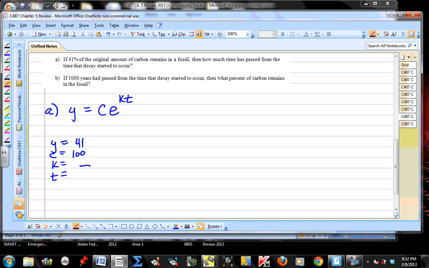It's 41%. There's other ways you could set these values up to make 41%, but this is our idea. K, well, thanks to Brian Vleck and Vleck's theorem, we know that k is going to be the natural log of 1/2 divided by 5,715 years. And t, that's the unknown. So let's substitute into our equation now. 41 is equal to 100, we ended with 41% of the original amount, times e to the natural log of 1/2 divided by 5,715 years times t.